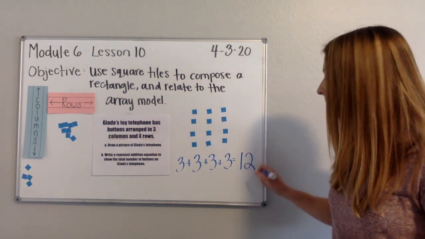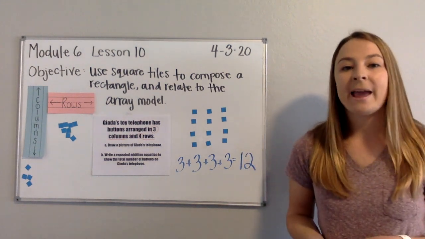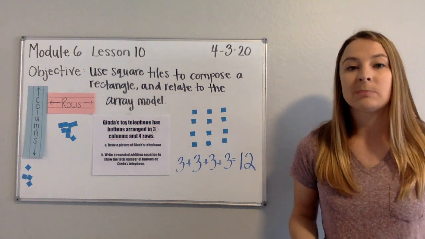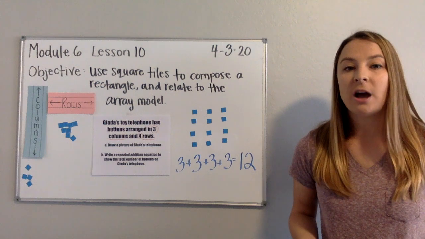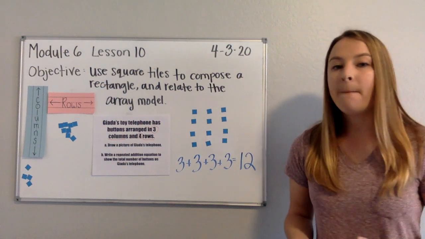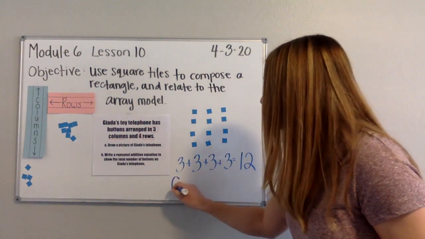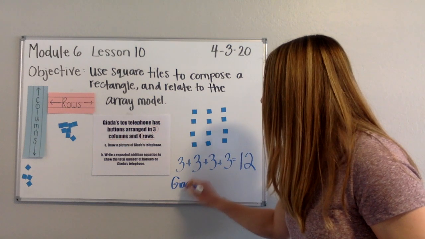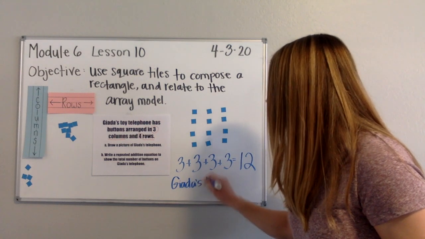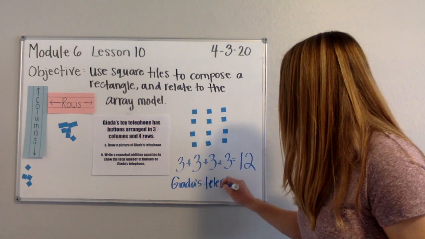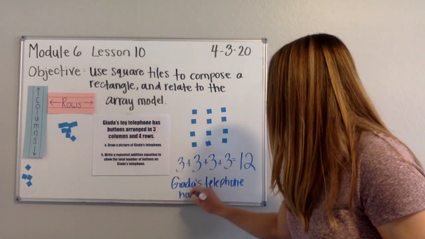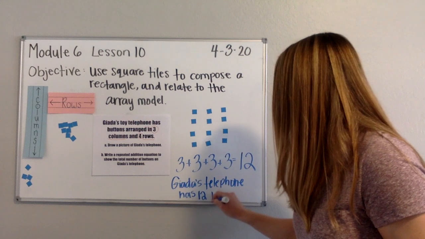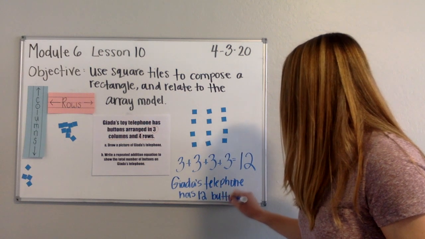3 plus 3 plus 3 plus 3 is my repeated addition sentence for this word problem for a total of 12. And I need to write my answer back into a statement to explain what it means. 12 is the total number of buttons Giada has on her toy telephone. My sentence is going to be: Giada's telephone has 12 buttons.